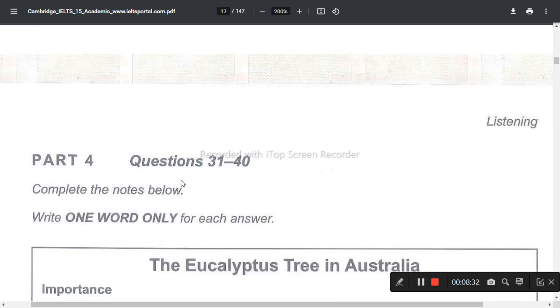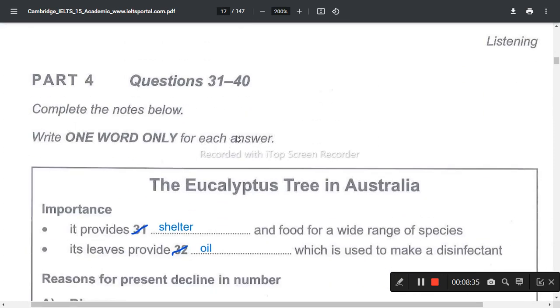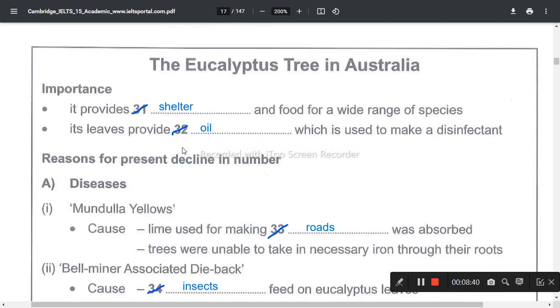Part 4, questions 31 to 40. Complete the notes below. Write one word only for each answer. The eucalyptus tree in Australia. Importance. It provides shelter and food for a wide range of species. Its leaves provide oil, which is used to make a disinfectant.